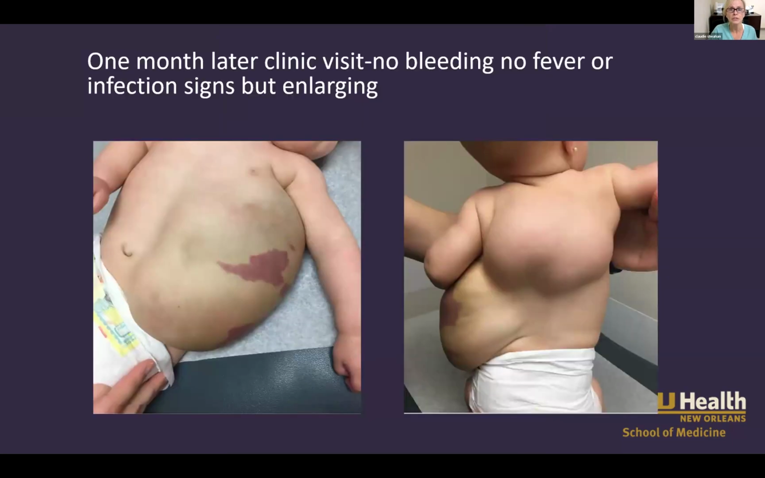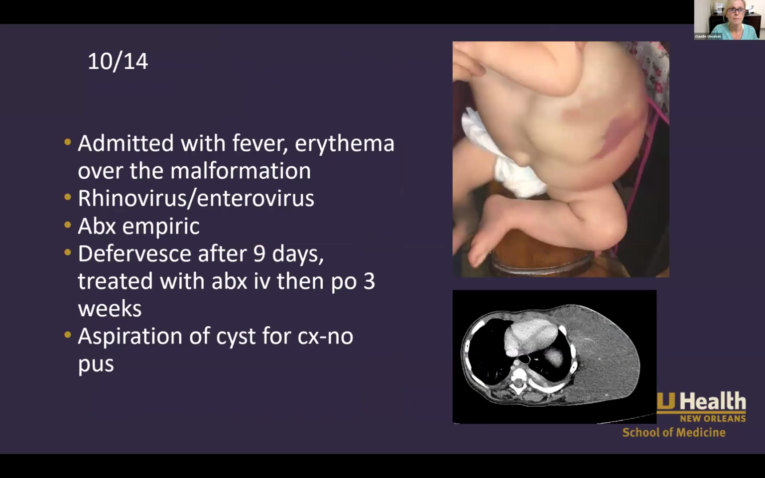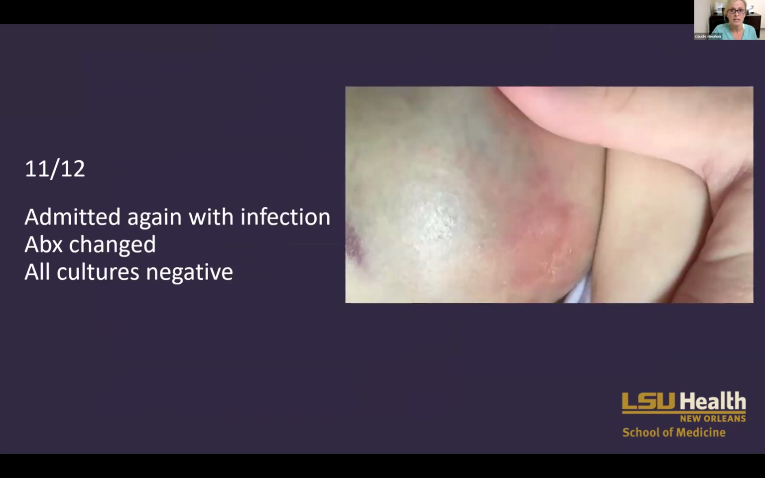Unfortunately, a month later, she came back, no bleeding or fever, but continued enlargement of the lesion. Short amount of time later, she came in with a second infection. She did respond to intravenous antibiotics again and did well. But at the third infection a month later, that's when we decided that even though she was only 9 months old, we were going to have to plan for a resection because she simply wasn't going to be able to grow to the 1 or 2 years of age that we had hoped.